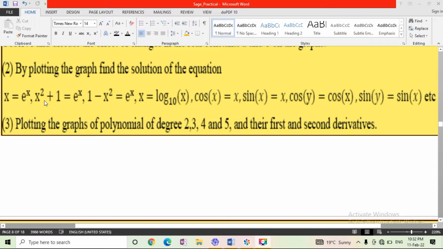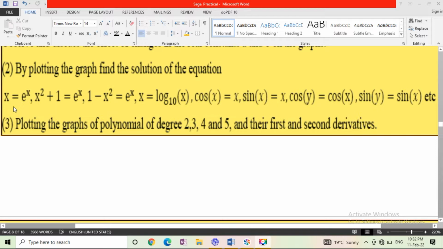x square plus 1 is equal to e to the power x, 1 minus x square is equal to e to the power x, log x to the base 10 is equal to e to the power x, cos x is equal to x, sin x is equal to x, cos y is equal to cos x, and sin y is equal to sin x, and so on. So you draw these graphs and look for the solution of these equations by the graphical method.